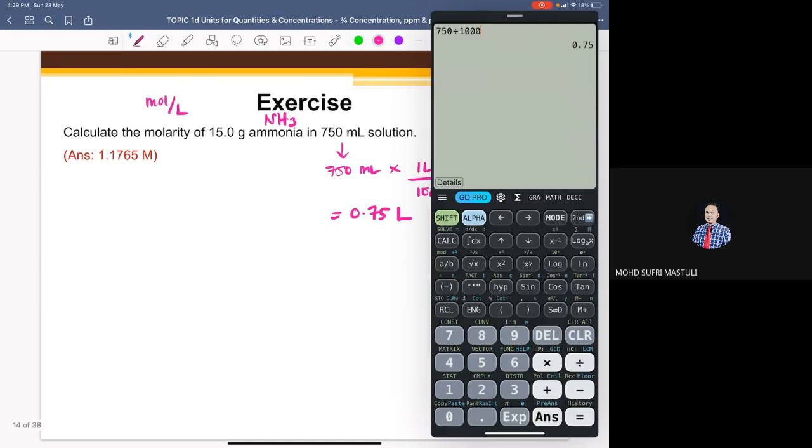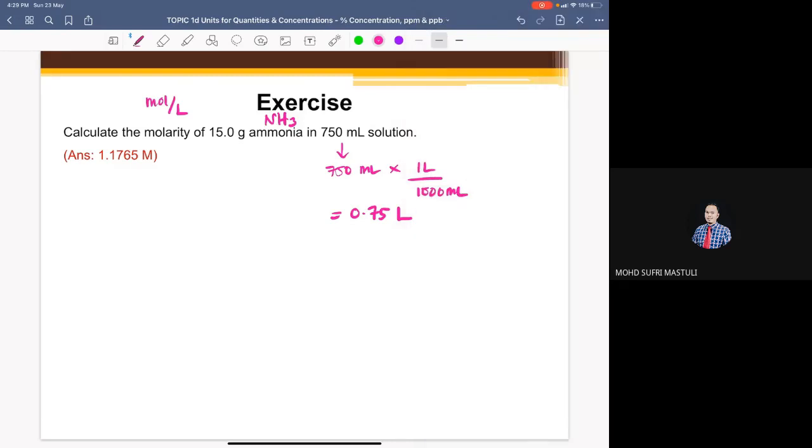So the mole is 15 over nitrogen, hydrogen: nitrogen 14 plus 3, 15.0, the answer. So this is the mole number 0.8824, and then divided by liter 0.75, and then you can get the answer 0.1765 molarity. So you have to try this exercise.